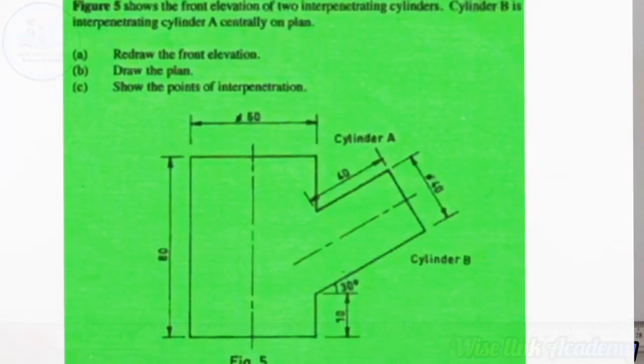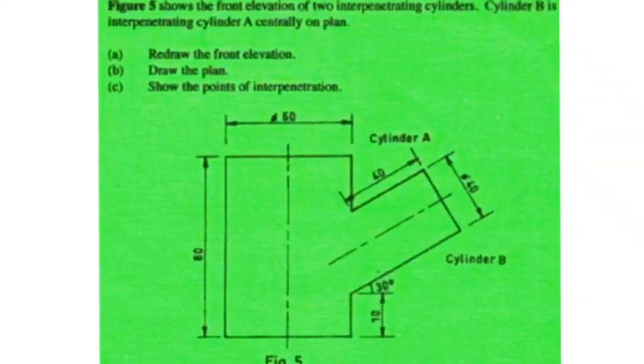Figure 5 shows the front elevation of two interpenetrating cylinders. Cylinder B is intersecting cylinder A centrally on plan. Now, what the question is trying to produce is as follows.